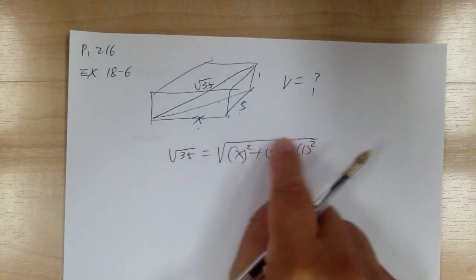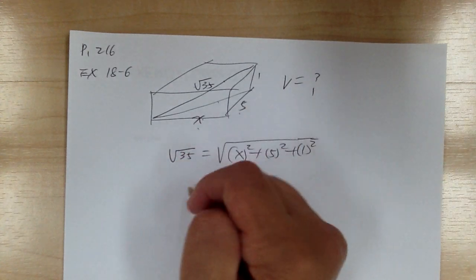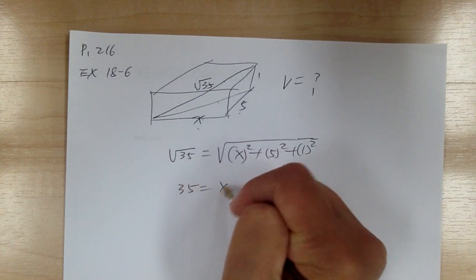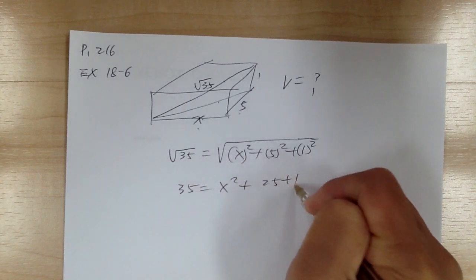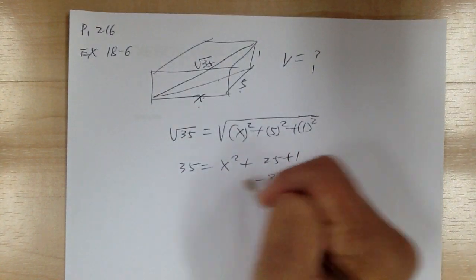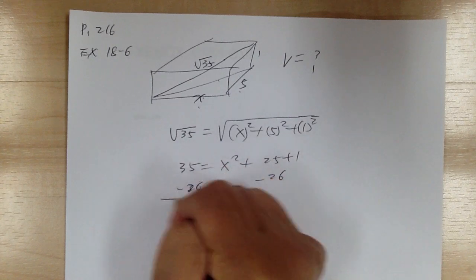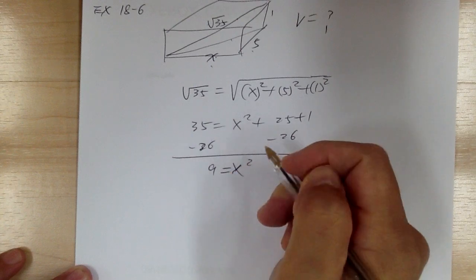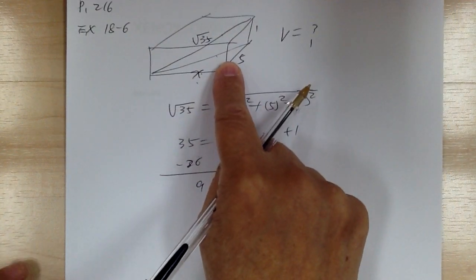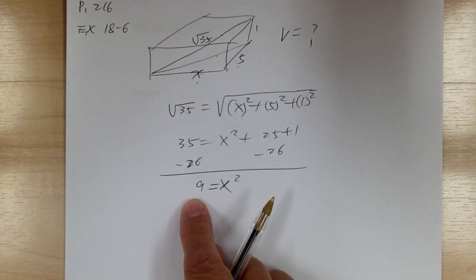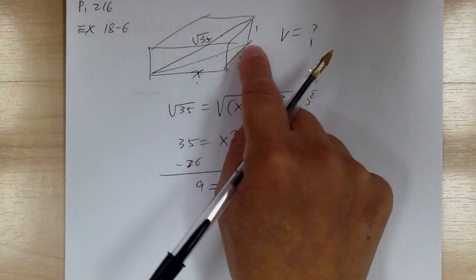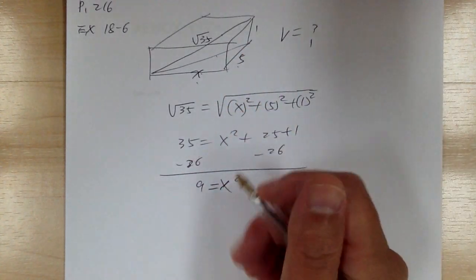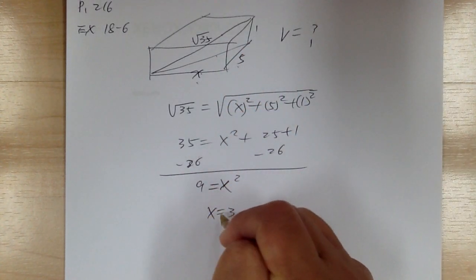So square both sides, you get rid of the square root. So minus 26, so x squared equal to 9. And when you take the square root, because this is a physical object, normally when you take the square root you get plus or minus 3. But because it's a real object, you only take the positive. So x equal to 3.